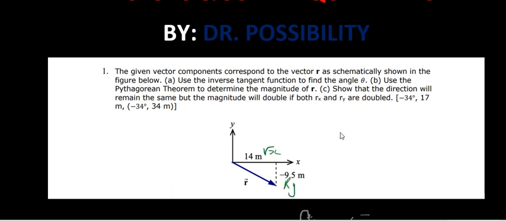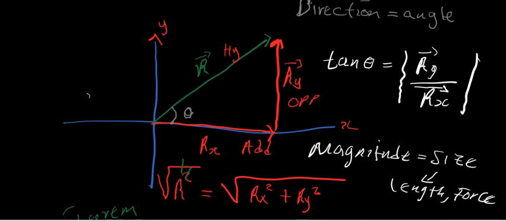Okay, so in this case, you're going to find that rx, which is the x component, is just simply equal to 14 meters. And then ry, which is the y component, is just equal to negative 9.5 meters. And then we have been asked to use the inverse tangent function to find the angle, which is the direction. So let me quickly go down and solve this question.